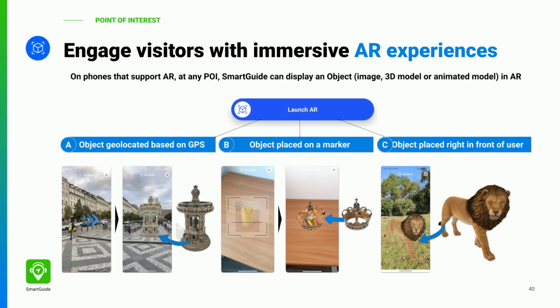SmartGuide enhances travel experiences by offering immersive AR features that bring POIs to life. On AR-enabled phones, visitors can explore destinations with interactive digital objects, such as photos, 3D models, or animations, seamlessly integrated into their surroundings. These objects can be geolocated based on GPS, placed on a designated marker, or positioned directly in front of the user, providing a rich, engaging way to interact with historical landmarks, cultural sites, or local attractions through augmented reality. This feature adds a new dimension to travel, making it more dynamic and memorable.